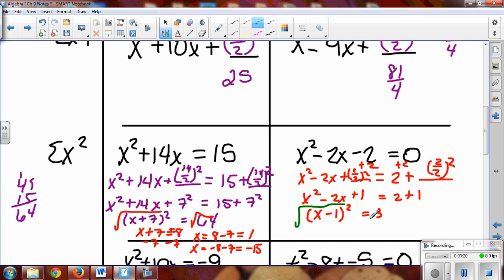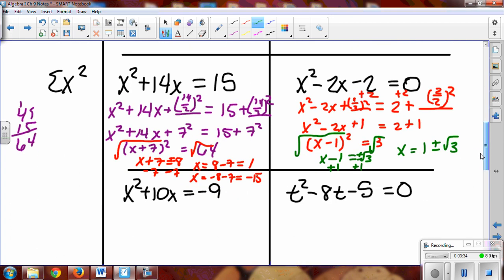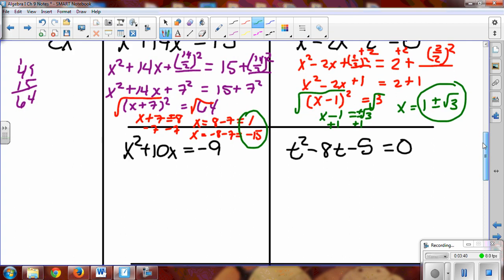Again, square root both sides to solve. So you get x minus 1 equals plus or minus the square root of 3. Add 1 to both sides. So you get x is equal to 1 plus or minus the square root of 3. And that's how you'd leave your answer. Here we have 2 answers. And we have 2 answers here too. It's just we have a square root in it.